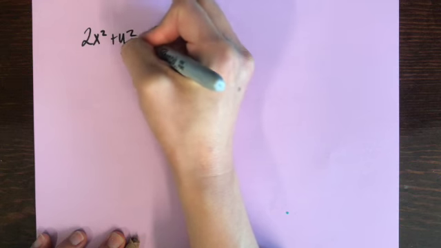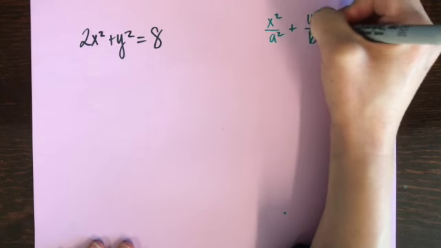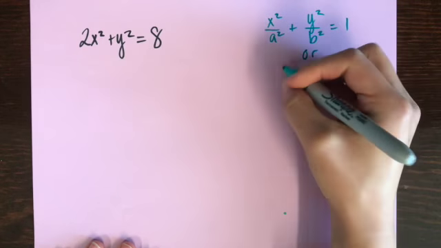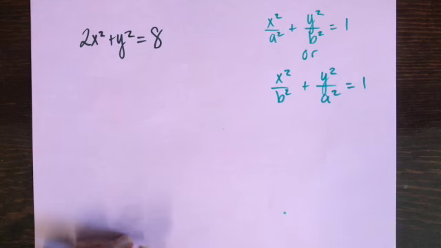So we're going to take 2x squared plus y squared is equal to 8. Now notice for a second that I don't have that other side equal to 1. Okay, so the two standard forms for the ellipse are x squared over a squared plus y squared over b squared is equal to 1, or x squared over b squared plus y squared over a squared is equal to 1.